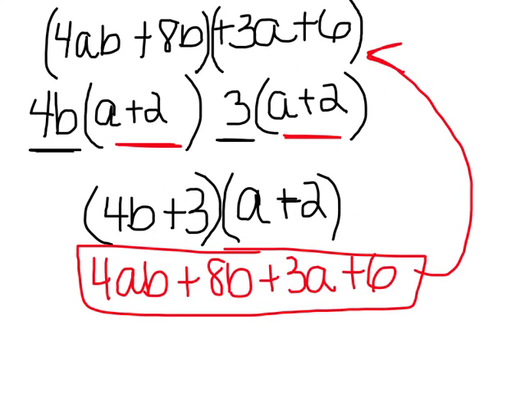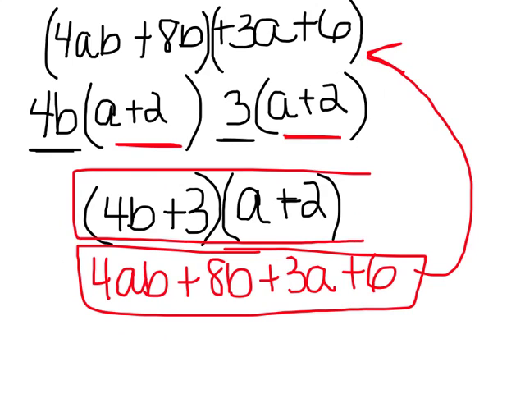So we know that we factored our polynomial correctly, and our answer is 4B plus 3 times A plus 2. Do that in a different color there. So this is our answer.